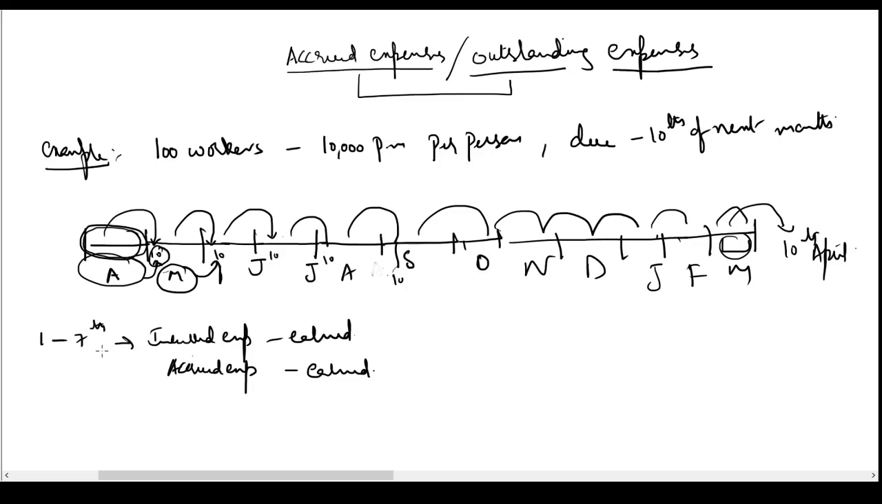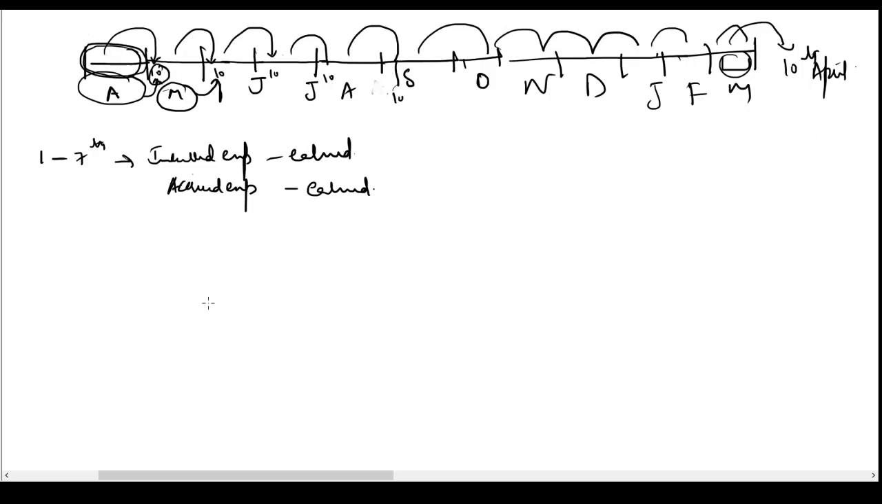So every day the workers earn and the expense accrues to the business, but the business has the duty or the responsibility to pay the money on 10th of next month, and the worker can demand the payment on 10th of next month. On that day it becomes outstanding. So how do you account for these items?